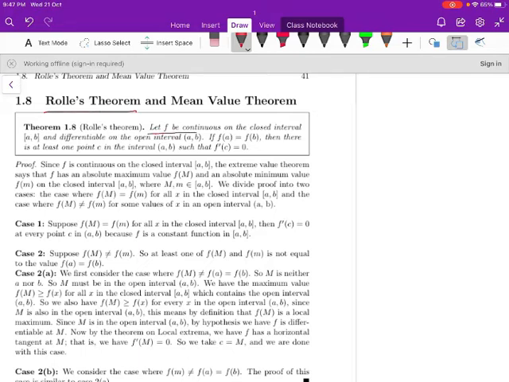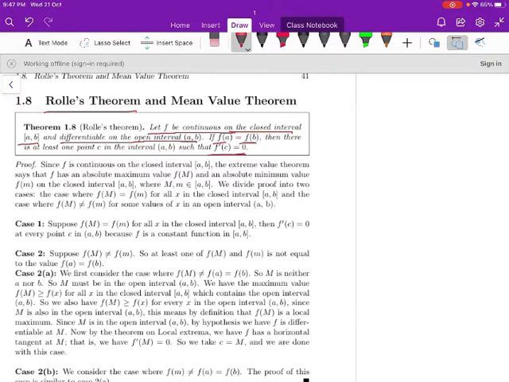Let f be a continuous function on the closed interval [a, b], and the function f is differentiable on the open interval (a, b). If f(a) is equal to f(b), where a and b are the endpoints of the interval, then there is at least one point c in the open interval (a, b) such that f'(c) is equal to 0.